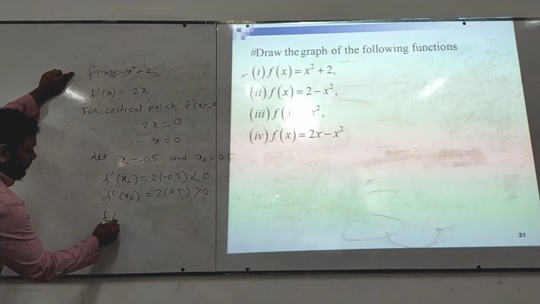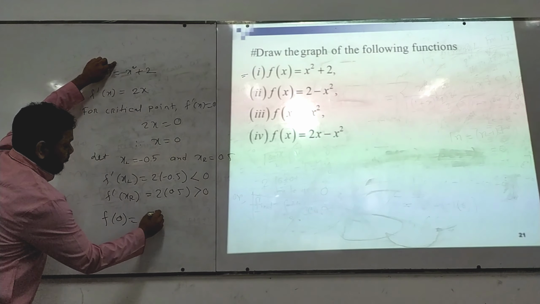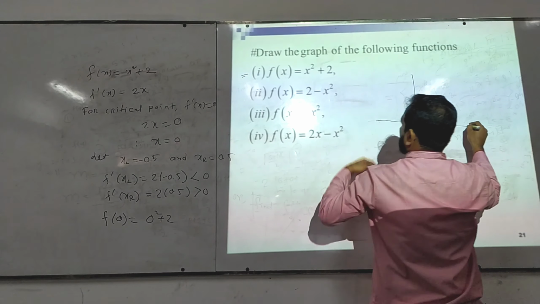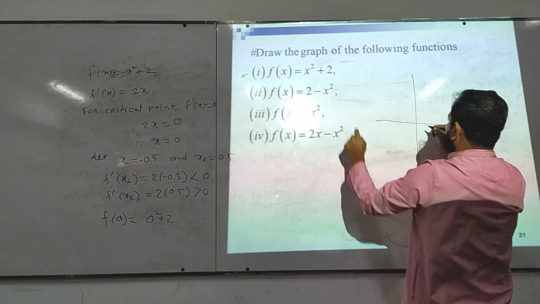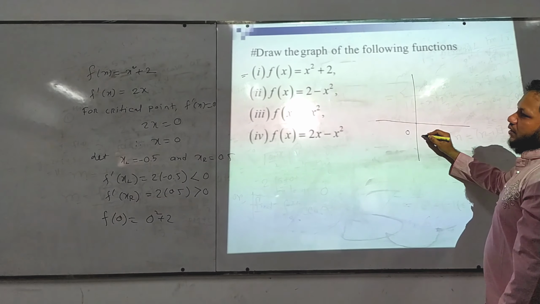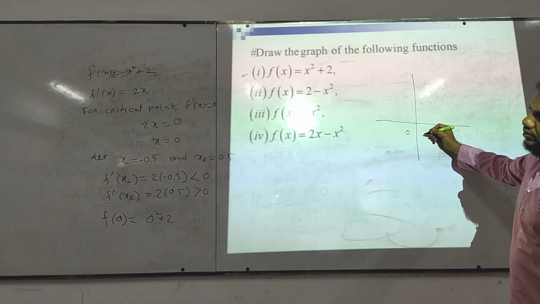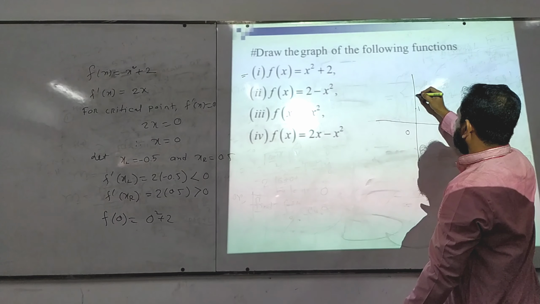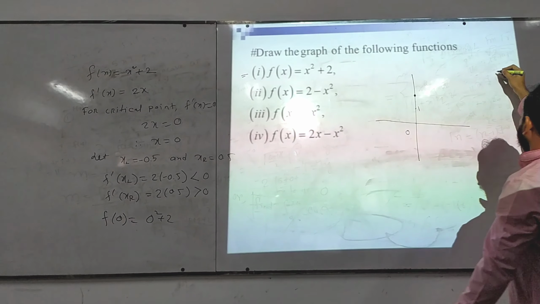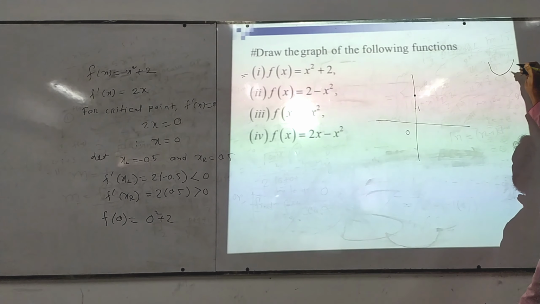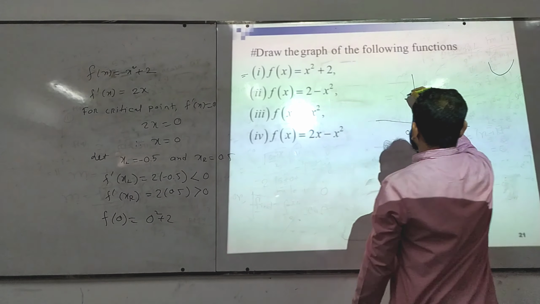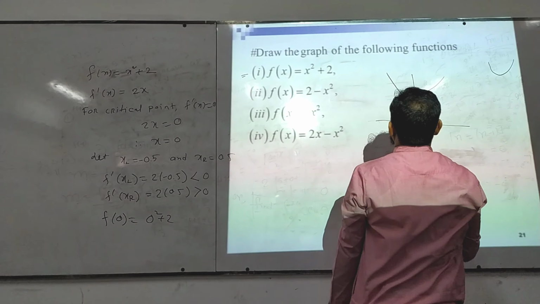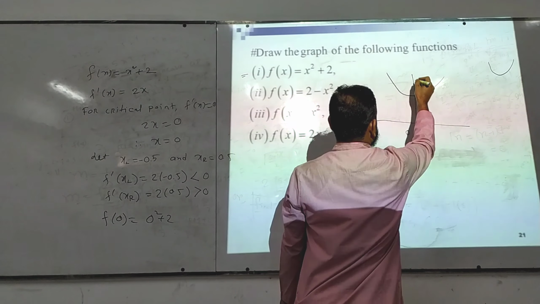When x is 0, the minimum value is 0 square plus 2. Now we can draw the graph of the function f of x equal to x square plus 2. Then 0, and the minimum value is 2. So 1, 2, and the curve rises. So we can draw the graph of this one, f of x equal to x square plus 2, and the minimum value is 2.